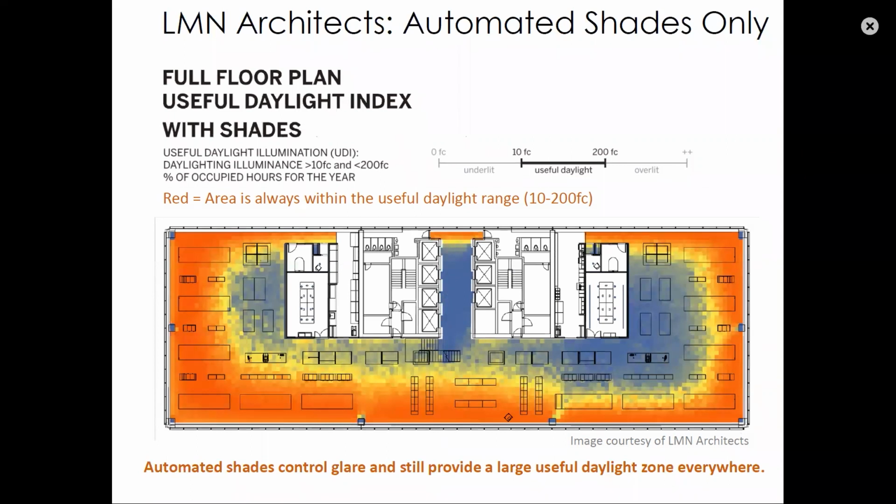This slide shows the useful daylight illuminance for automated shades only. So as you can see, the useful daylight zone is at least as large as the previous slide and would be much larger than the light shelves with manual shades. They did also look at light shelves with automated shades and found it was only a slight improvement over this option, but at a significantly higher cost. So LMN mocked up both system options to validate their simulations. And ultimately, their research led them to installing automated shades with local sensors in the entire office.